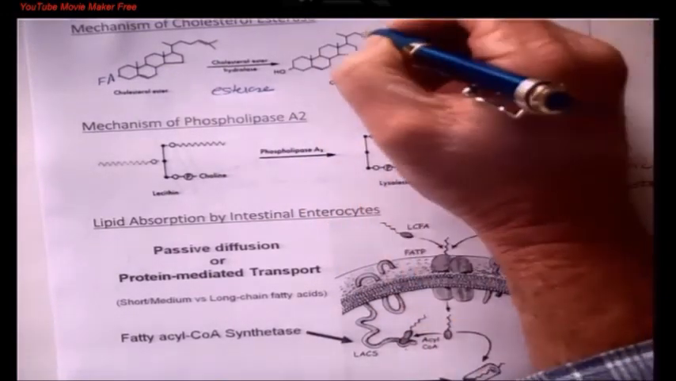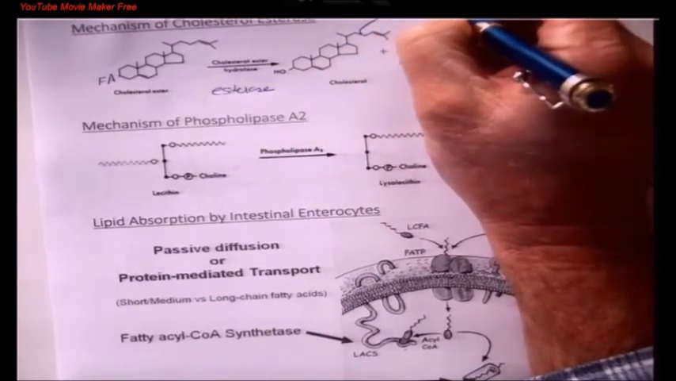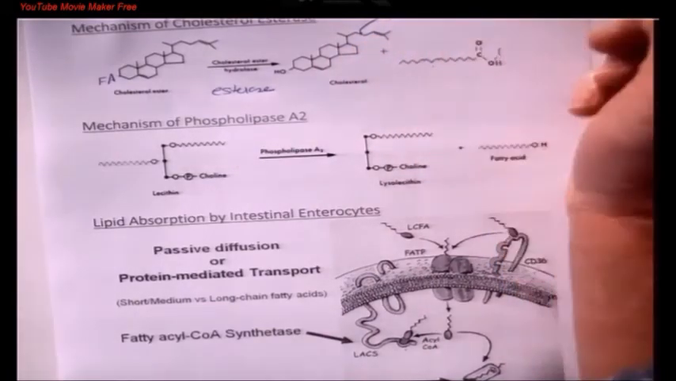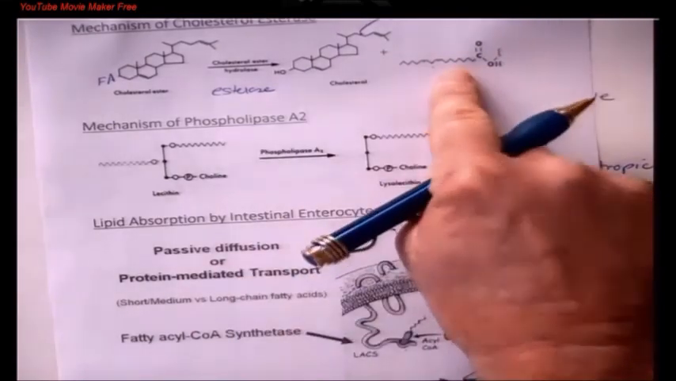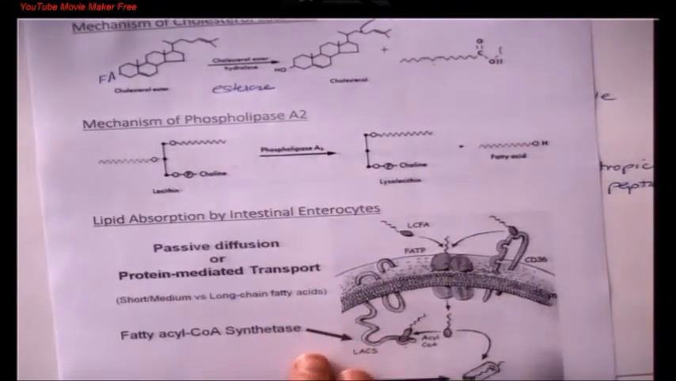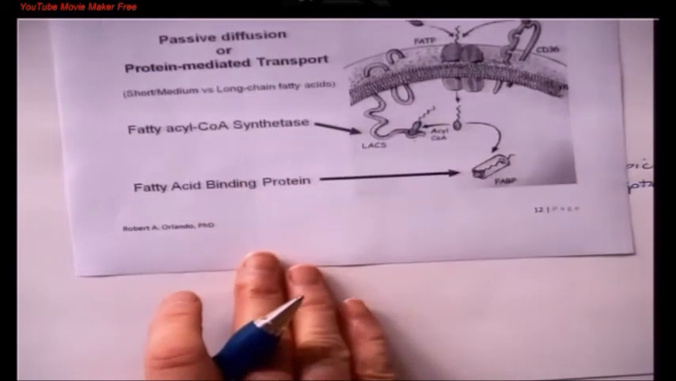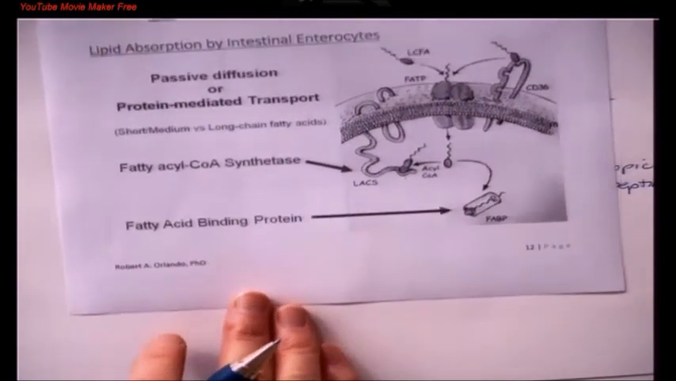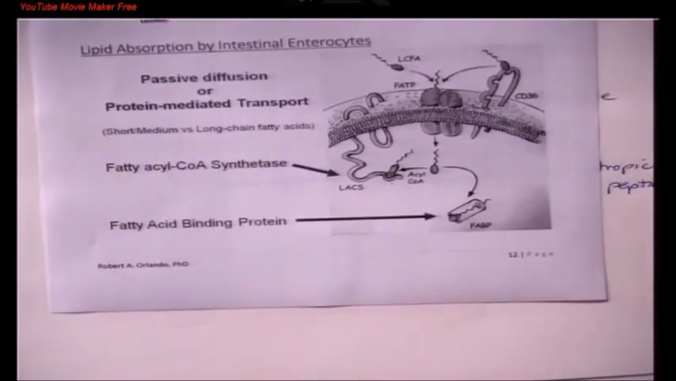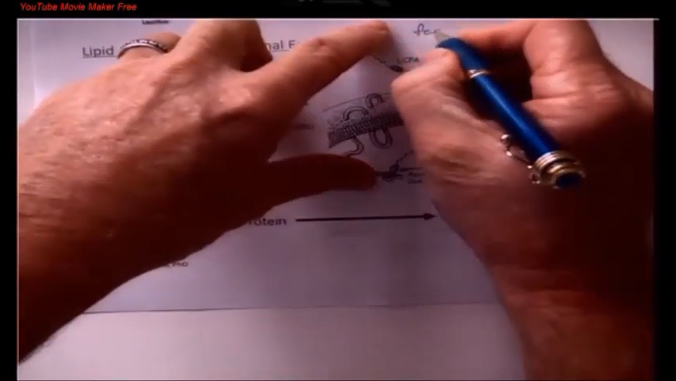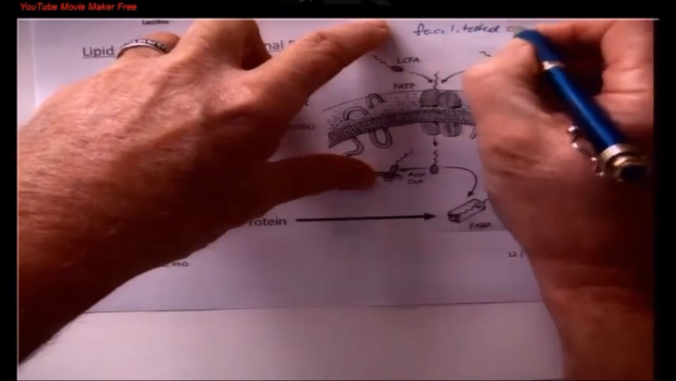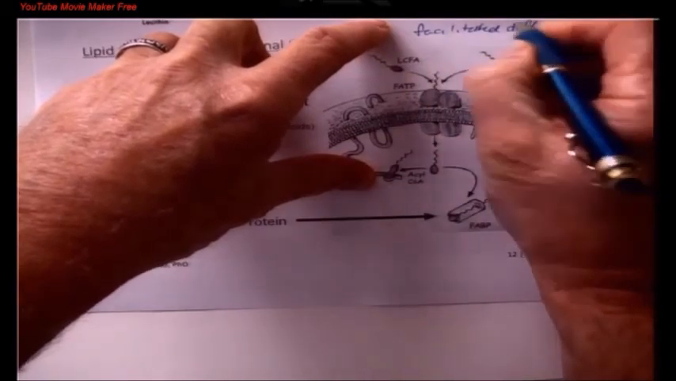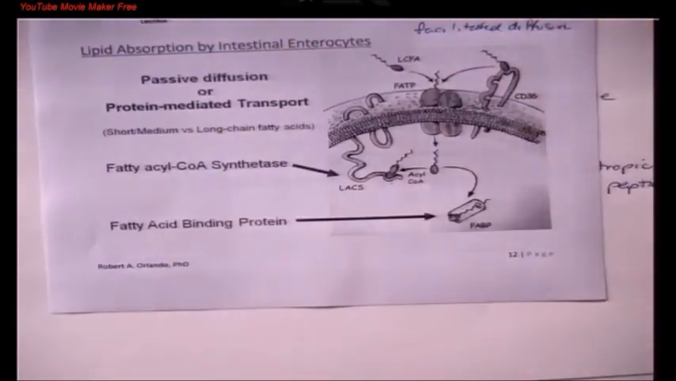The cholesterol, of course, can be taken up by NPC1L1. We'll talk about that later. And the fatty acid can be taken up by this mechanism. So taking up fatty acids is done by facilitated diffusion. There's no active transport of fatty acids.